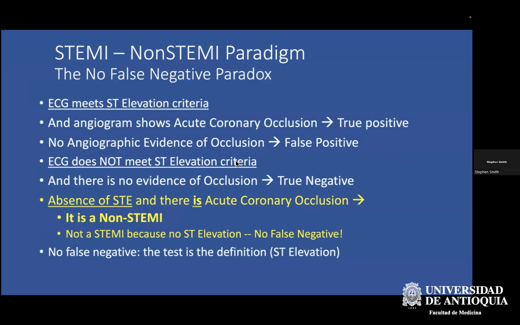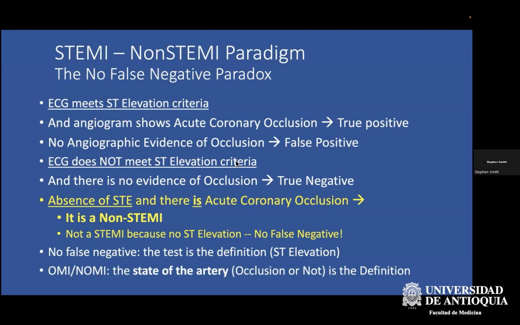Now, I don't know of any other pathology in medicine in which the test is the definition of the disease. Can you think of any? This is like saying that rather than saying appendicitis, we say high white count abdominal pain, where the white blood cell count is neither sensitive nor specific. You would never call a pathology by its test, but here we actually do that. In OMI, NOMI, the state of the artery, occlusion or not, is the definition.